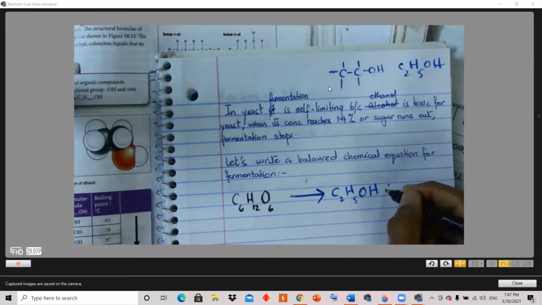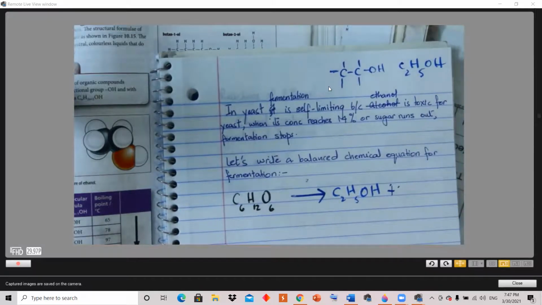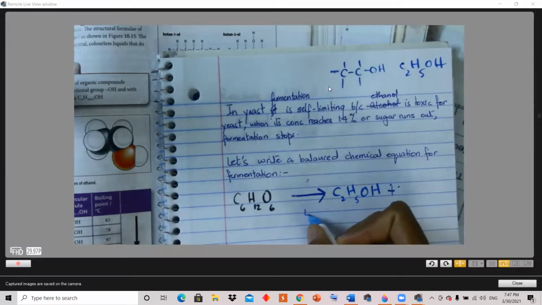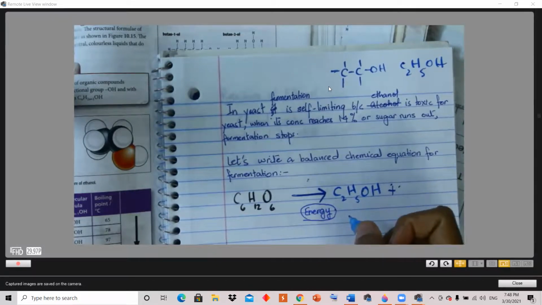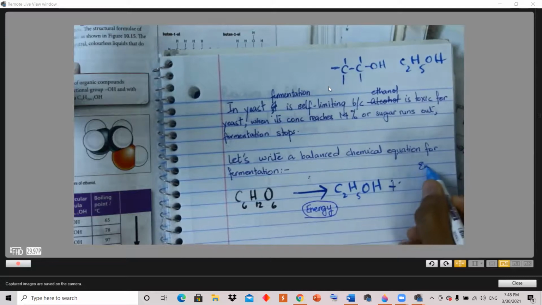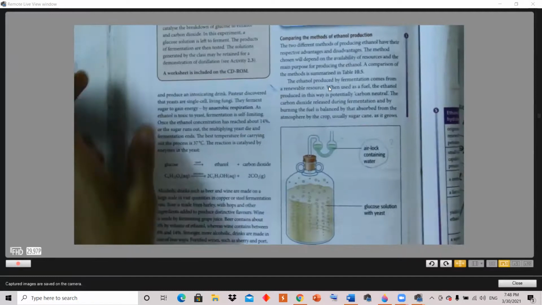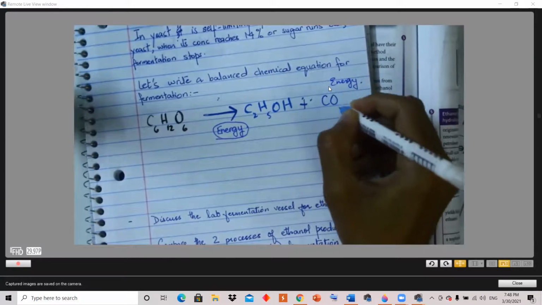And is there any other product? Carbon dioxide, CO2. Yes, energy is released, that's right, but energy cannot be called a product. Okay, but the other product I think is water, if I'm not mistaken. Correct me if I'm wrong. Carbon dioxide, okay. Yes, so we have carbon dioxide. Now let's balance it.